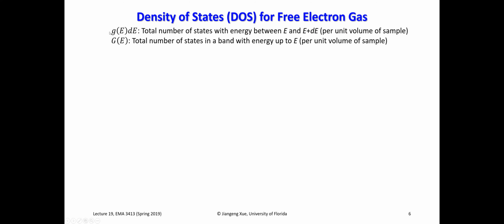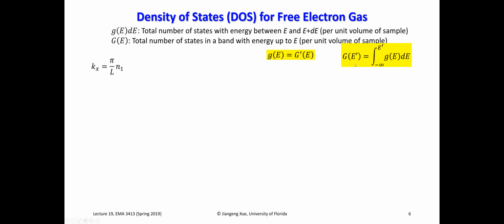If you integrate all those states with energy up to a certain level, then you have the so-called total number of states. Mathematically, you see that this lowercase g, the density of states, is just the first order derivative of the total number of states with respect to energy. And then the total number of states is basically the integration of all the states with energy up to a certain level.